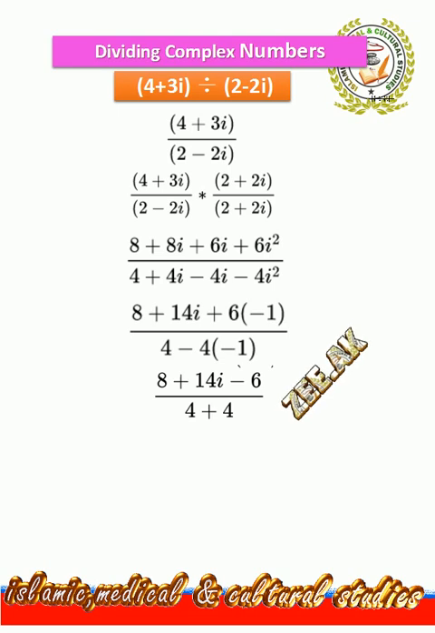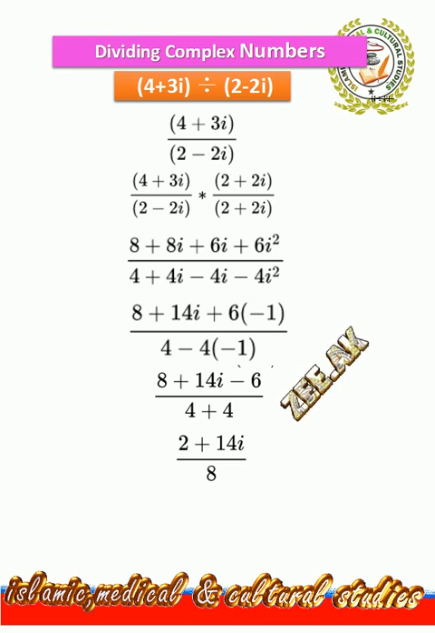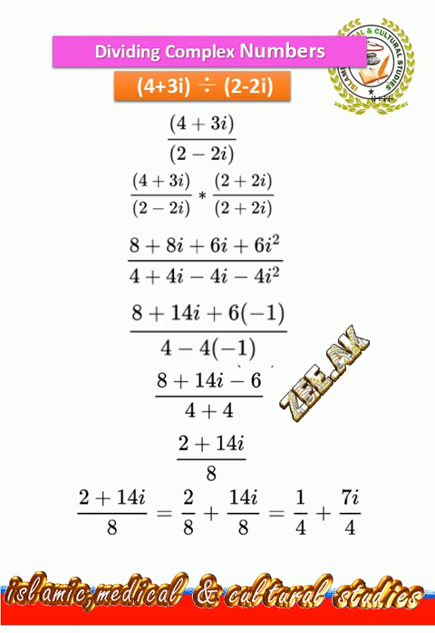Now we will subtract the real number 6 from the real number 8. The answer will be (2 plus 14i) divided by (4 plus 4), which is equal to 8. Now recognize that the single denominator applies equally to both portions of the numerator. Split the numerator apart to create a standard complex number: 2 divided by 8 plus 14i divided by 8, equal to, if we cancel both of these numbers by 2, the answer will be 1 divided by 4 plus 7i divided by 4.